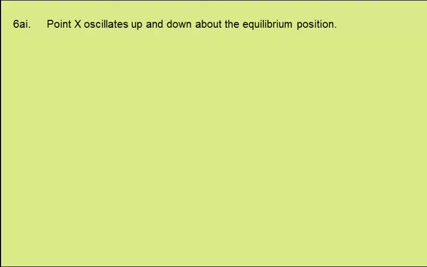In question 6 we have a diagram of a stationary wave. In A part 1 we need to describe the motion of point x. Well, point x will oscillate up and down about the equilibrium position.